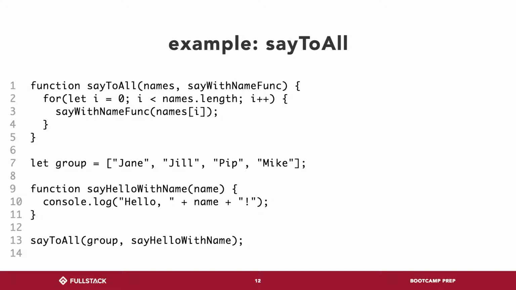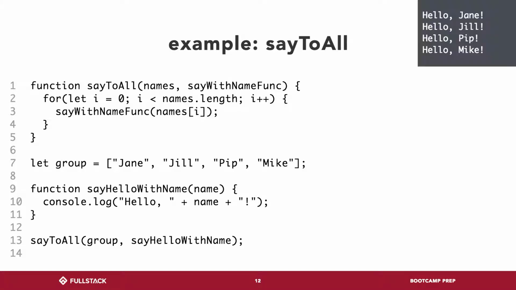Jordan? It's going to be hello. I'm going to have 4 strings: hello Jane, hello Jill, hello Pip, hello Mike. Yeah, exactly.